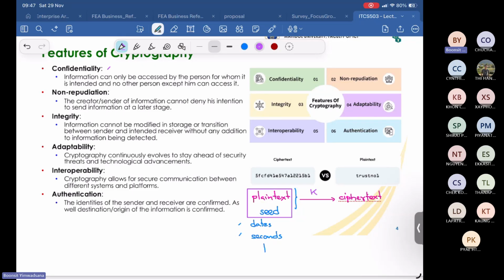If someone knows the key, but if he doesn't know the seed, or if the seed can be changed very often, then the person won't be able to decrypt this message successfully. And this is called adaptability. Interoperability.